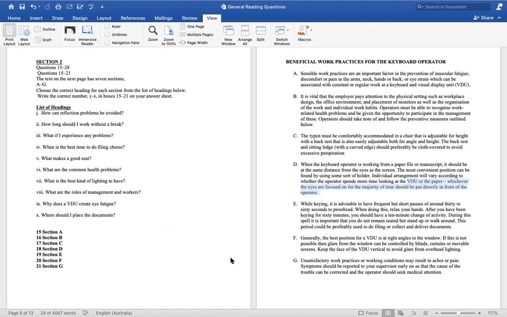For 19, it is 2. Very good. For 20, actually, the answer is 1. 20 is section F: how can the reflection problem be avoided? Here it's talking about glare. Make sure you remember this every time. Most of the answers, I think all of the answers, are located either in the first sentence or in the last sentence. So be very careful with that.